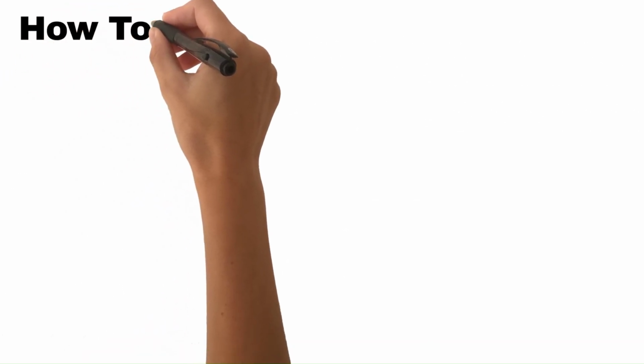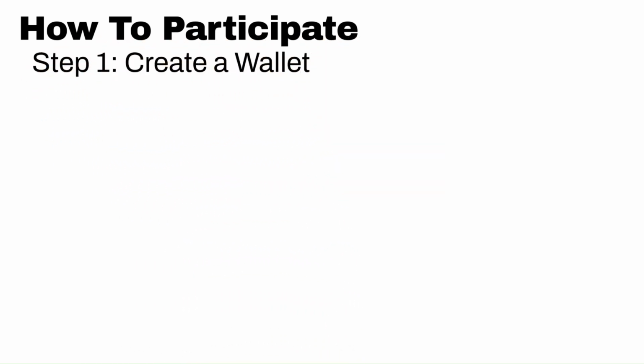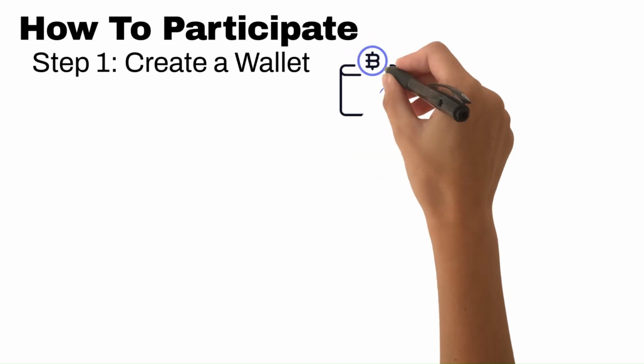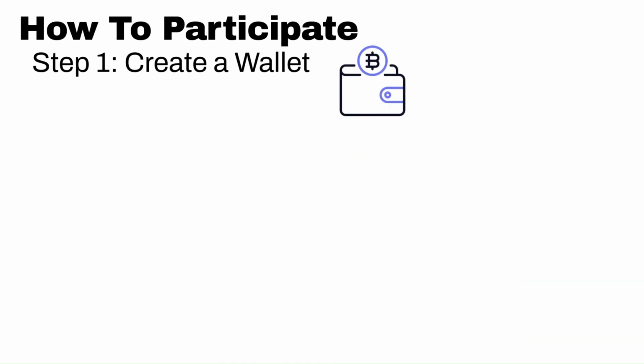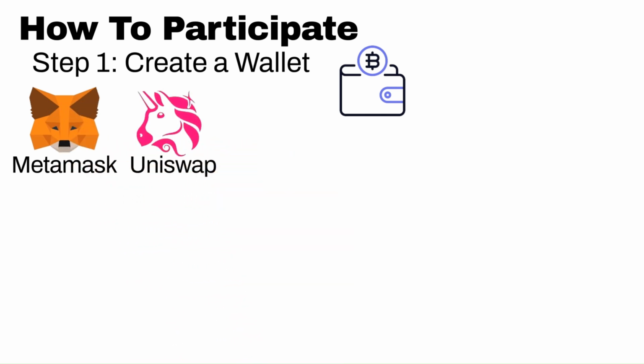How to participate in a crypto airdrop. To participate in a crypto airdrop, follow these steps. Step 1. Create a crypto wallet. The first thing you need is a crypto wallet to receive the airdrop. Examples of wallets you can create include MetaMask, Uniswap, and Trust Wallet. You can check our other video, Road to Crypto Ownership, if you don't know how to create a wallet.